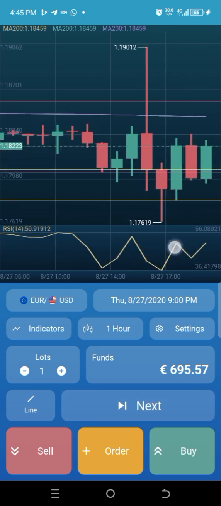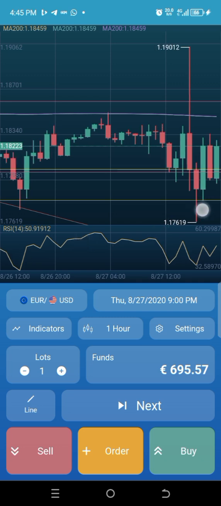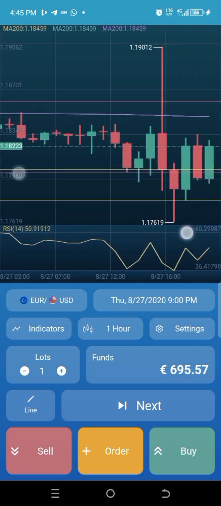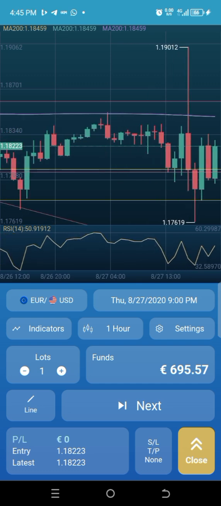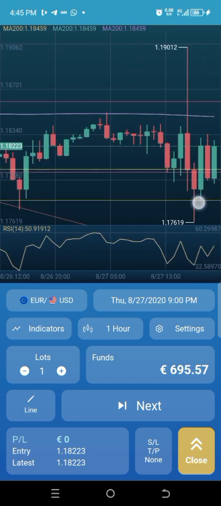Is this an engulfing kind of pattern? Debatable, really debatable, but you can see it has hit our area of interest as well. Let me enter. I could be wrong, I could be right. Stop loss will just be on this line as well.